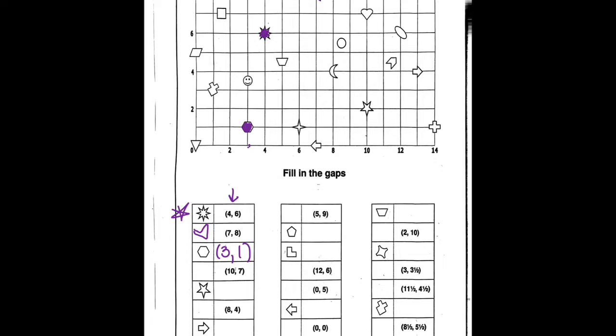All right, so now let's look. Our next ordered pair is 10, 7. So let's go over to 10. Let's go up to 7. And notice what shape we have. We have a heart.